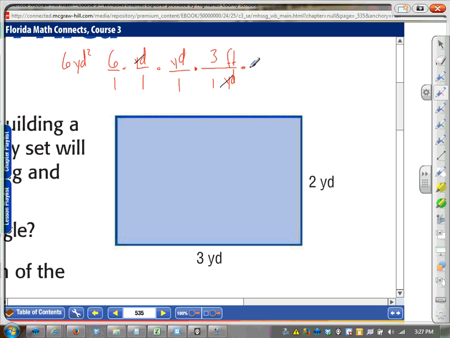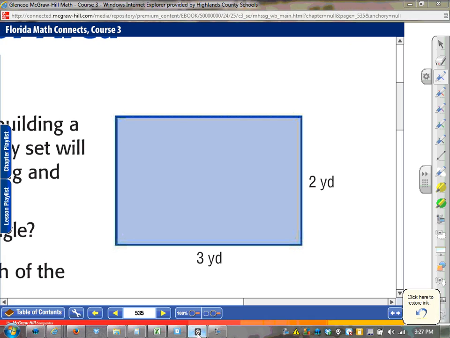So we're going to do that again. Our yard is on top, we move it to the bottom, so that'll cancel. Put feet on top, 3 feet, 1 yard. Right? And then again, that yard cancels that yard. We have 6 times, well actually we can do 3 times 3 is 9, and then 9 times 6 is 54. Feet times feet, feet squared. Right? Again, we're just using dimensional analysis. I split my yard squared up, and do it just like that.